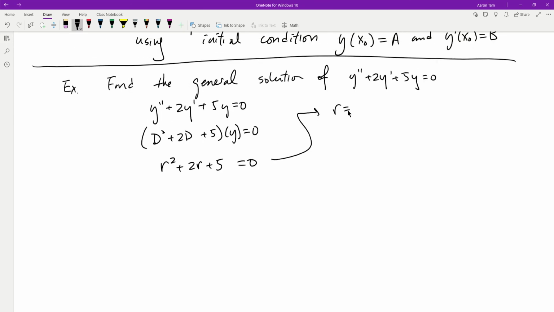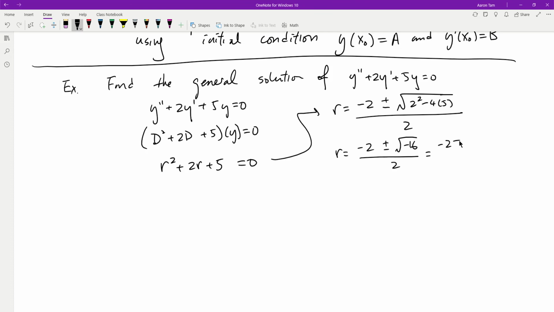So that would mean that r must equal negative b plus or minus the square root of b squared minus 4ac, over 2a, which is just 2. Notice that this part is negative, therefore indicating we have complex roots. So r equals negative 2 plus or minus the square root of negative 16, over 2. So that's negative 2 plus or minus 4i over 2, or negative 1 plus or minus 2i. So that becomes my characteristic roots. And as I said, it has a conjugate pair.